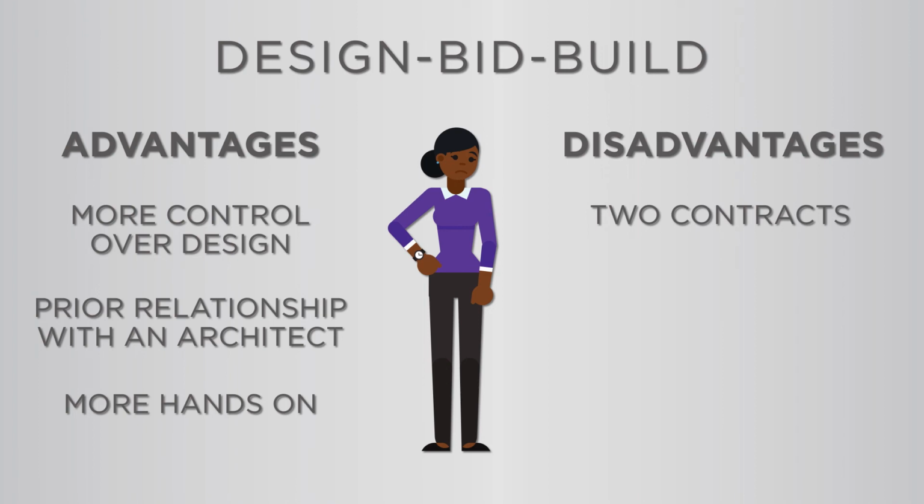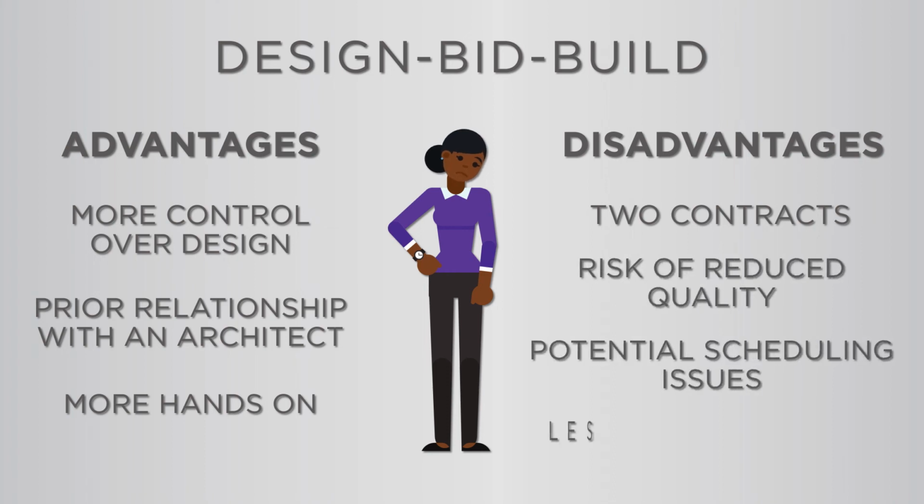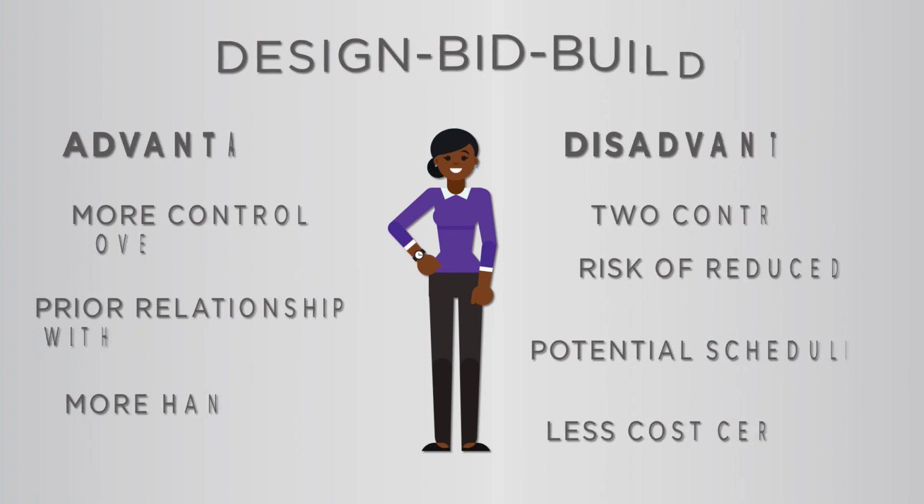The disadvantages of this method come down to the uncertainty in price and quality that can come with having two separate contracts. Trying to bridge any division that happens between the architect and the contractor can often lead to reduced quality, scheduling issues, and less cost certainty.